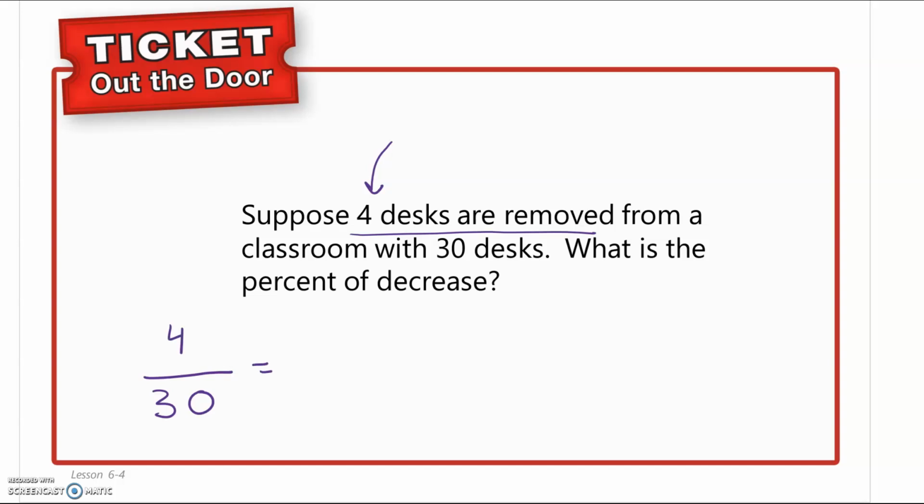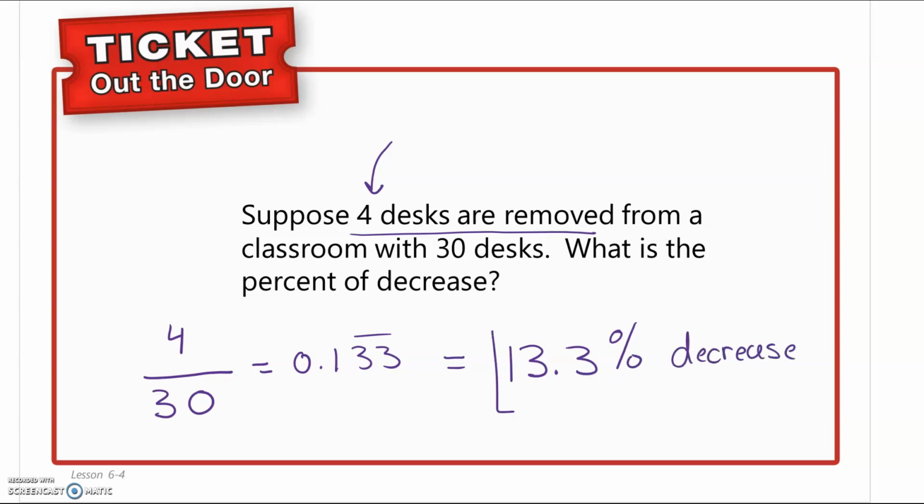So 4 divided by 30 gives me 0.133 repeating, and then we'll multiply it times 100 to get to a percent. So 13.3% decrease. And we round to the nearest tenth in this one too, even though it didn't tell us to.